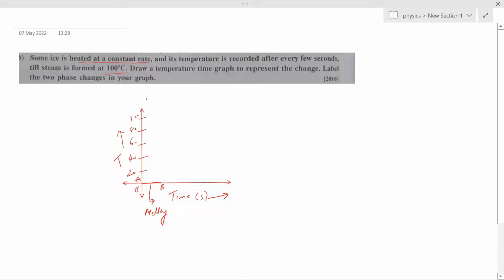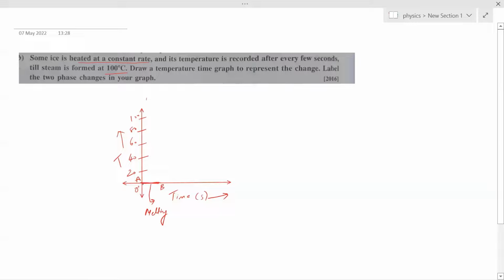Sir, do we have to show the part heated at a constant rate? Yeah, what are you saying? At first, I have written that some ice is heated at a constant rate. So here ice is melting into water at 0 degrees Celsius. Some ice is heated at a constant rate and temperature is recorded till steam at 100. Draw a temperature-time graph to represent the change.